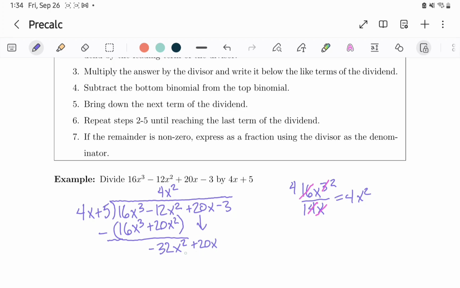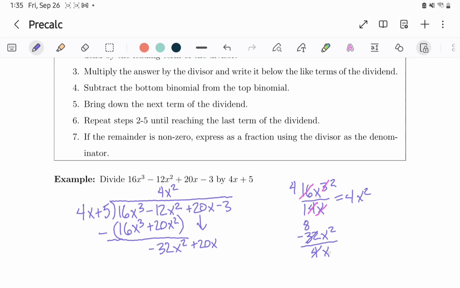So plus 20x. Okay, and then now we want to see, okay, how many times does 4x go into minus 32x? So let's go off to the side here. We'll write minus 32x squared over 4x. So with minus 32, so 32 is equal to 8 times 4. So we can peel off a factor of 4 from 32 and cancel that with the 4 in the denominator.